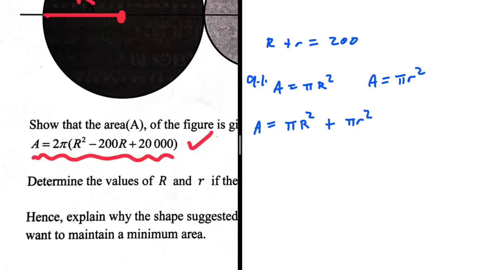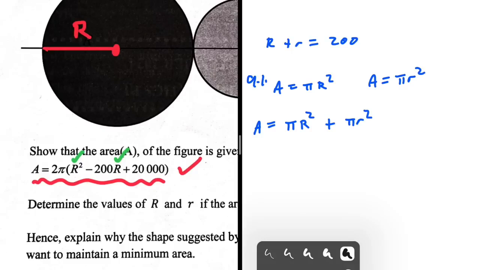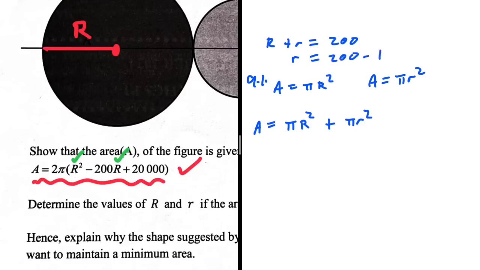But take a look at this. In the equation we're given, we don't have any small letter r. We only have capital letter R. So it would be wise of us to write the small letter r in terms of the capital letter R, so that in our equation we don't have any small letter r. So making small letter r the subject of the formula, we get 200 minus capital letter R.